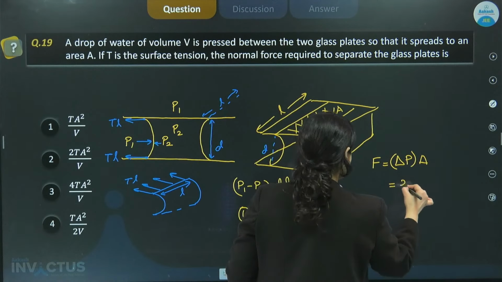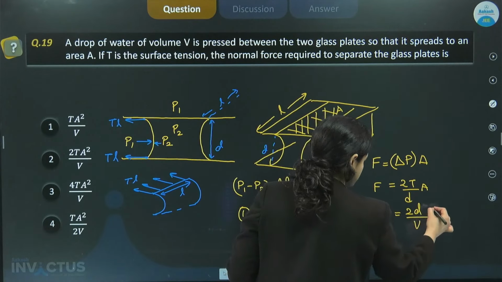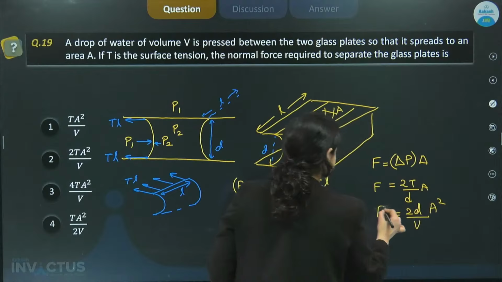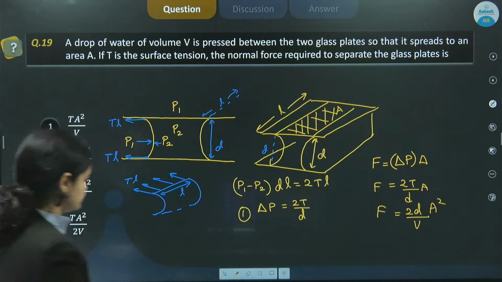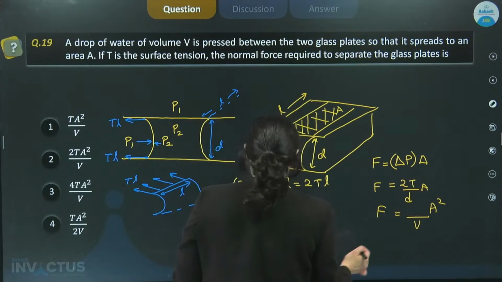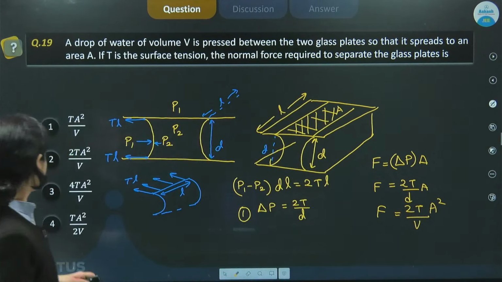Now D को हम volume और area के terms में लिख सकते हैं. So this is turning out to be volume upon area. So this is the external force that we require. Okay. So this is 2 times of T into A square upon V. Okay, so the answer turns out to be the option 2.